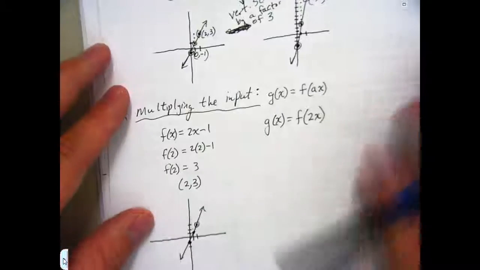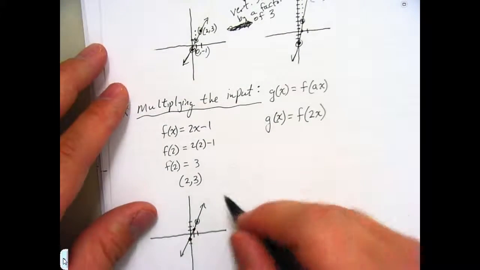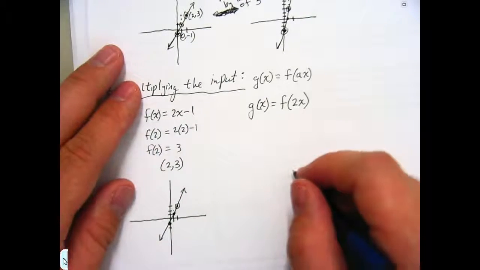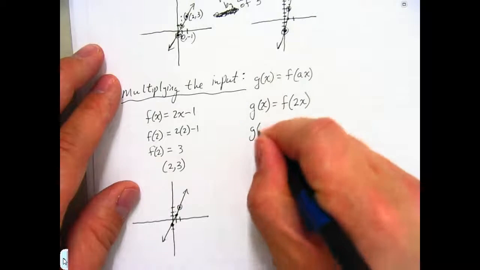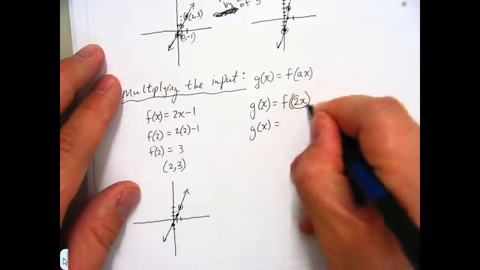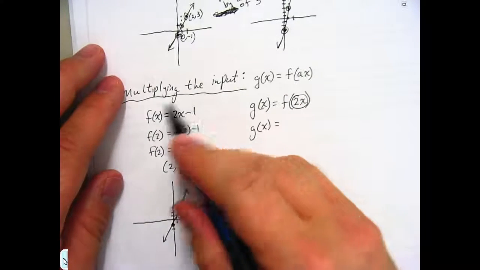Okay. Well, this one's going to be a horizontal stretch by a factor of 2. Okay, so if I do the math, g of x is equal to f of 2x. This 2x gets plugged in for what over here?